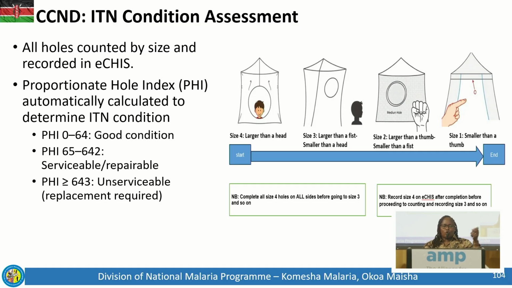But then for the continuous community channel, how do we assess the physical attrition of a net at a household? So we inputted into the system and trained a CHP to assess the physical attrition of that net using the WHO standard, by counting the number of holes depending on the 4 different sizes that we have. And then we put within the system for it to calculate the proportional hole index of that net and determine whether that net is in good condition, is a net that can be repaired, or is a net that requires replacement.